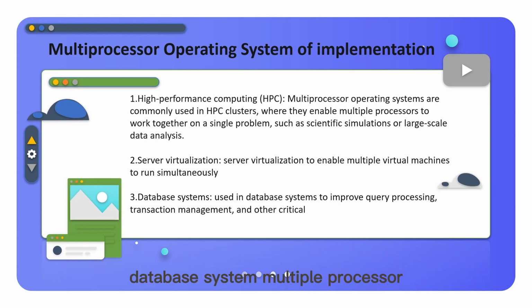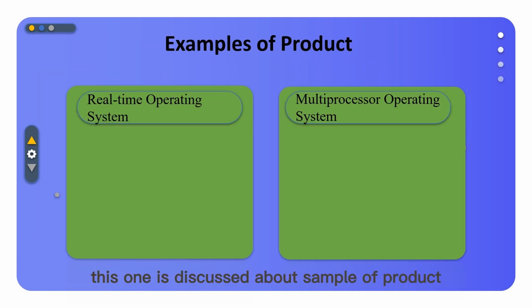Database systems. Multiprocessor operating systems are used in database systems to improve query processing, transaction management, and other critical functions by allowing multiple processors to work on different parts of the database simultaneously. This slide discusses examples of products.